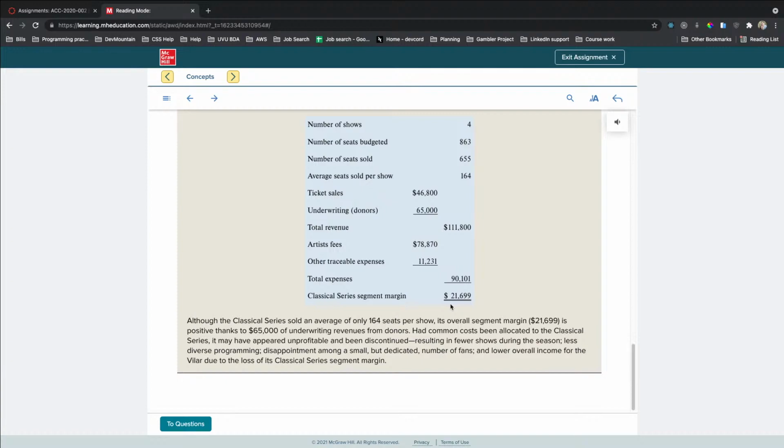Had common costs been allocated to the classical series, it may have appeared unprofitable and been discontinued, resulting in fewer shows during the season, less diverse programming, disappointment among a small but dedicated number of fans, and lower overall income for the Villar due to the loss of its classical series segment margin.